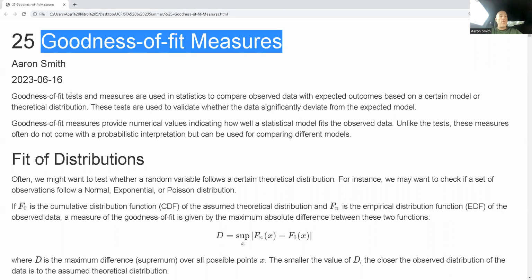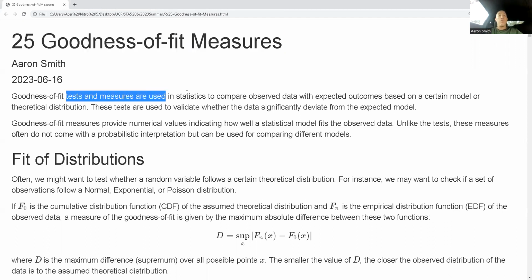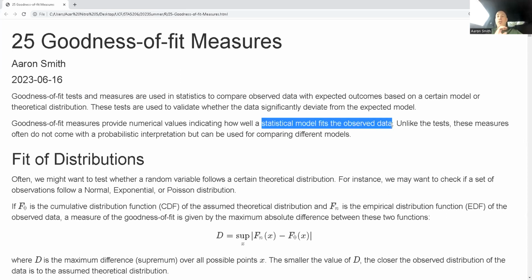Goodness of fit tests and measures are used in statistics to compare observed data with modeled outcomes or theoretical distributions. These tests are used to validate whether the data significantly deviates from the expected model. Goodness of fit measures provide numerical values indicating how well a statistical model fits the observed data. Unlike the tests, these measures often do not come with probabilistic interpretation, but can be used for comparing different models.